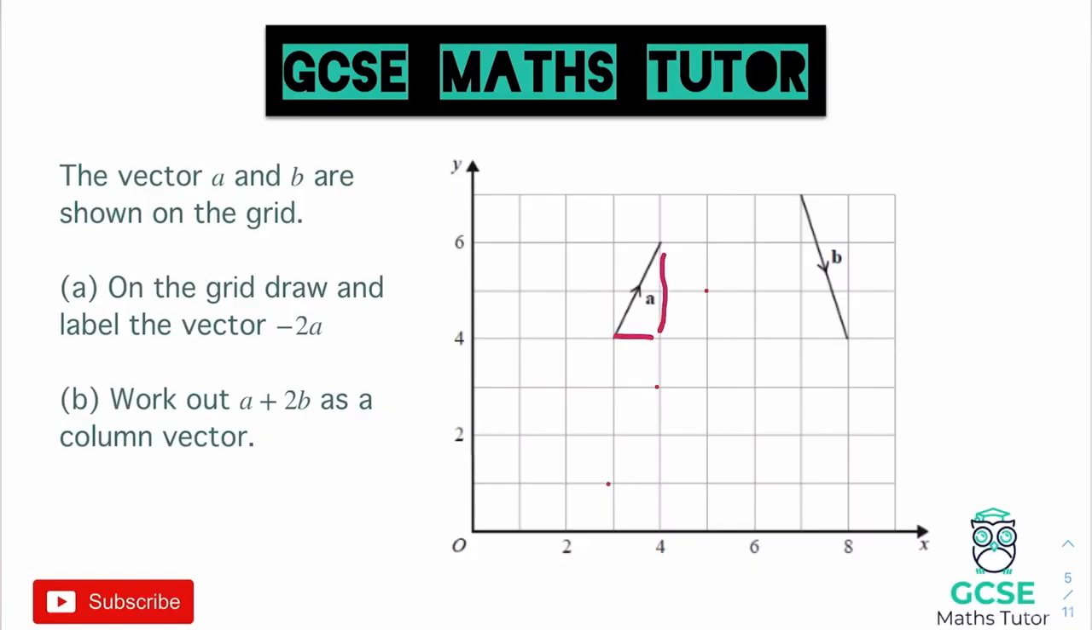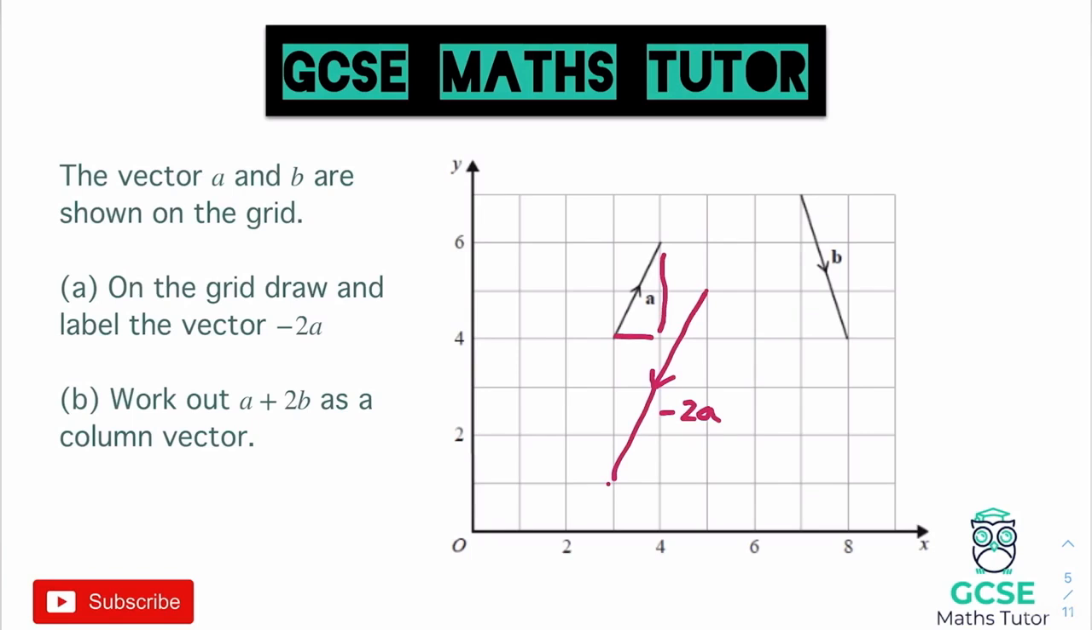So in terms of actually drawing the line in, that would be the vector 2A, double the distance of A, following that same pattern across 1 up 2. The fact that we're doing minus 2A just means we need to point the arrow in the opposite direction. So there we go, we can label that. That would be the vector minus 2A. And there we go, there's part A done for that one.